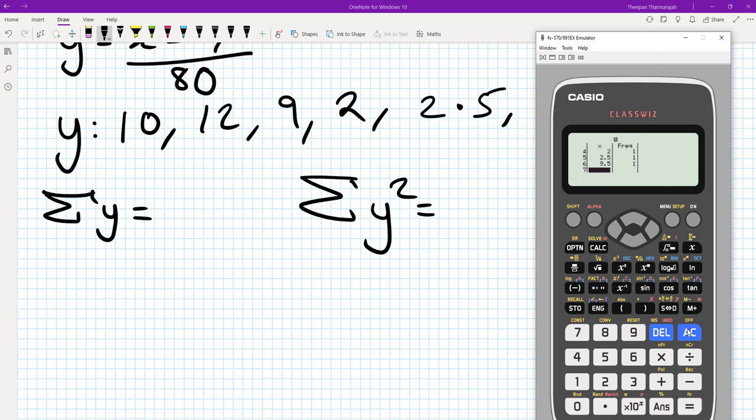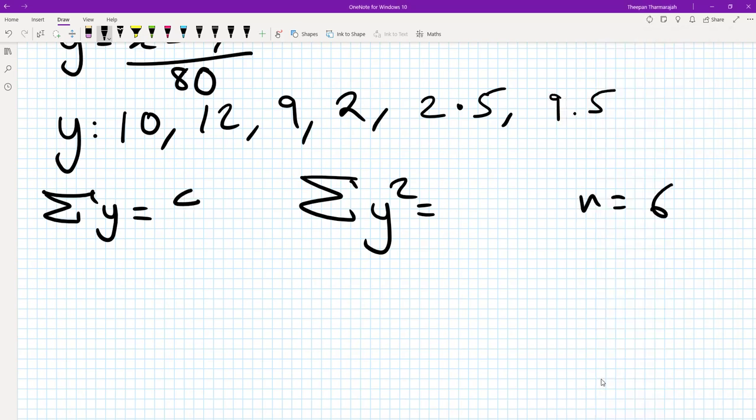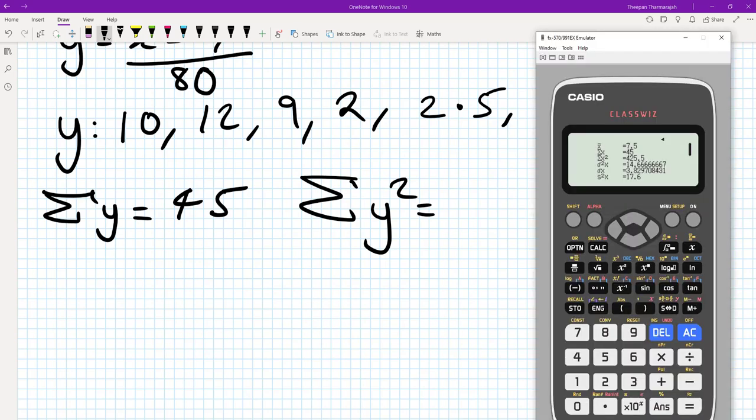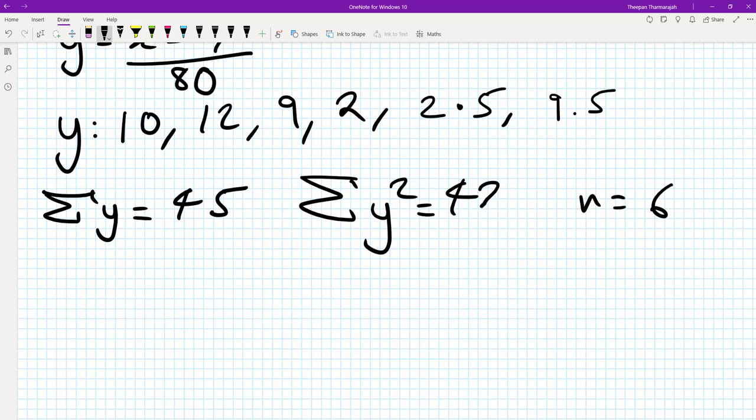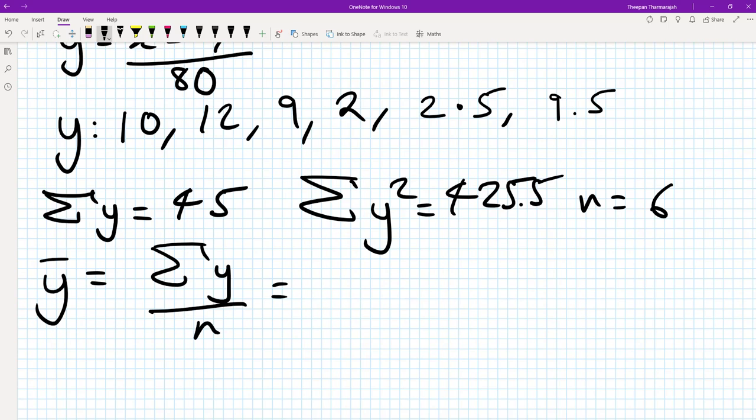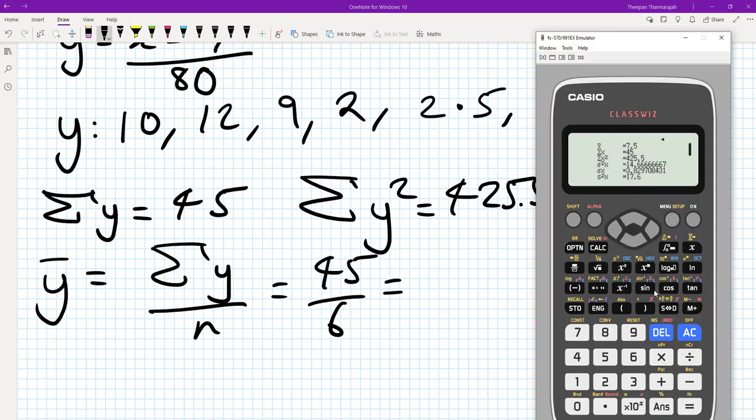So go to AC, option 2, and we can write down sum of x is 45. In our case, that's the sum of y. Sum of y squared is 425.5. And we know that n is 6. So y bar is the sum of y over n, which is 45 over 6. So we can get the following: 45 divided by 6, which is 7.5.